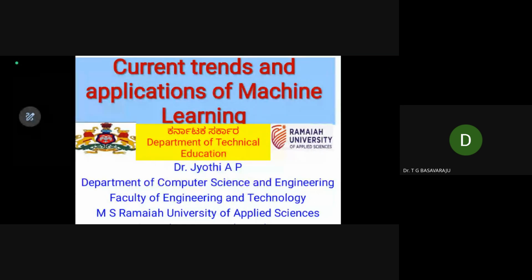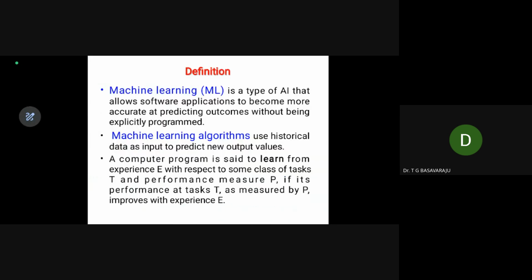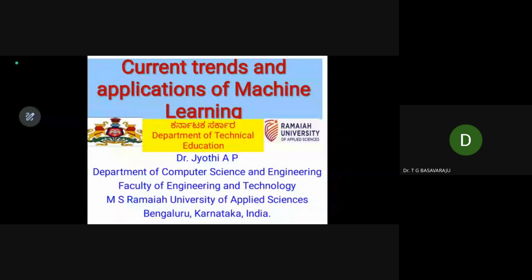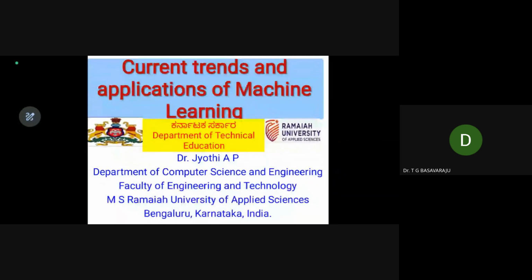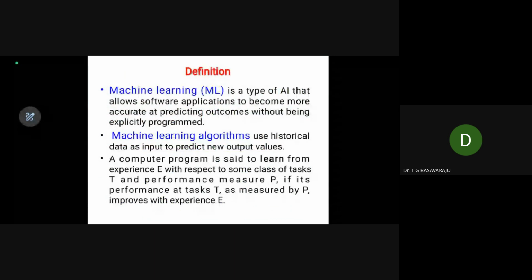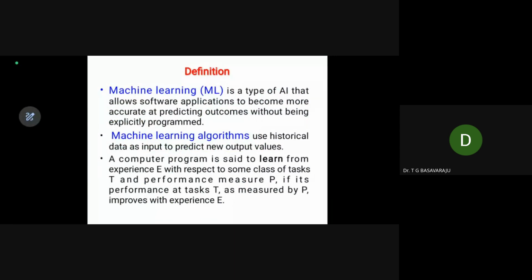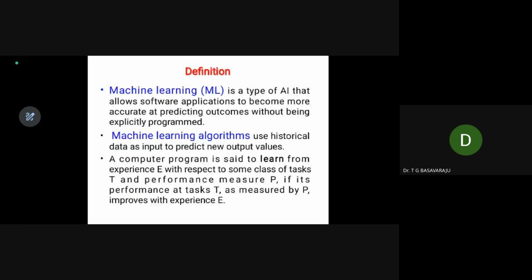Yeah, thank you so much for that wonderful introduction. Today we are going to talk about current trends and applications of machine learning. Machine learning, as all of you know, is part of artificial intelligence, a subsystem of artificial intelligence. And as sir has introduced, I am from MS Ramaiah University of Applied Sciences, from the Department of Computer Science and Engineering. Today I'll be going through the basic definitions and how machine learning can be used for different applications, especially for the Google apps that we are using in day to day life.